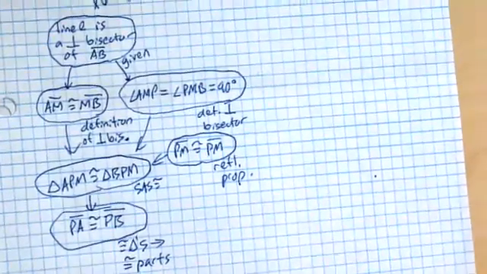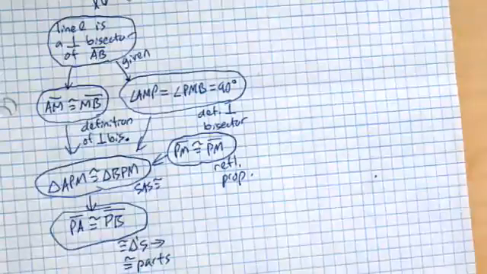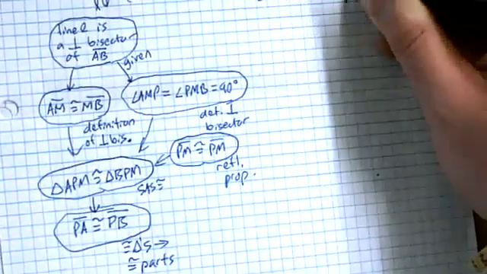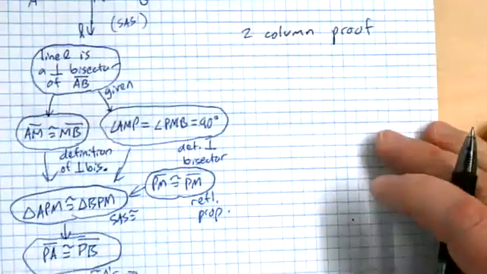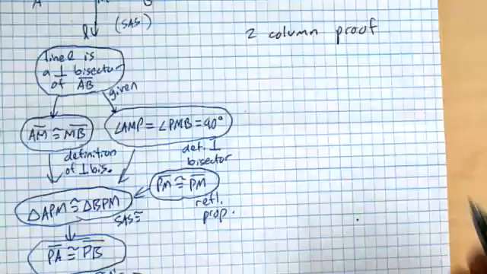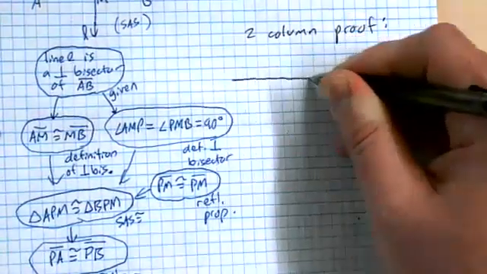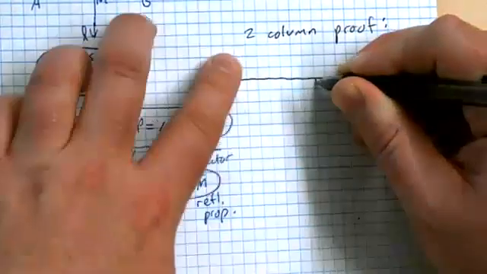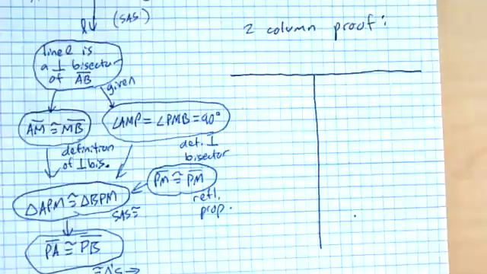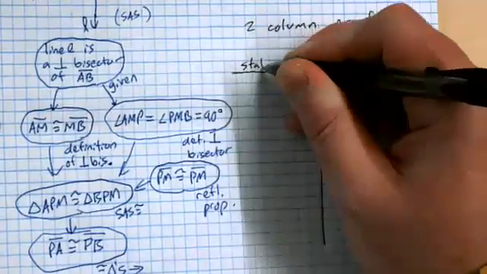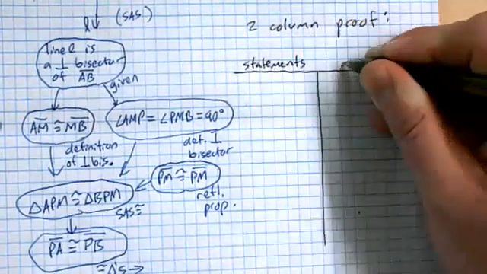All right, now that's all review. We've done all that stuff before. Here's the new thing I'm going to show you today, and it's called a 2-column proof. Sorry, move it down a little bit. 2-column proof. We're going to do our first 2-column proof. As you might suspect, it is going to have exactly 2 columns. On the left, we're going to have statements. And on the right, we're going to have reasons.